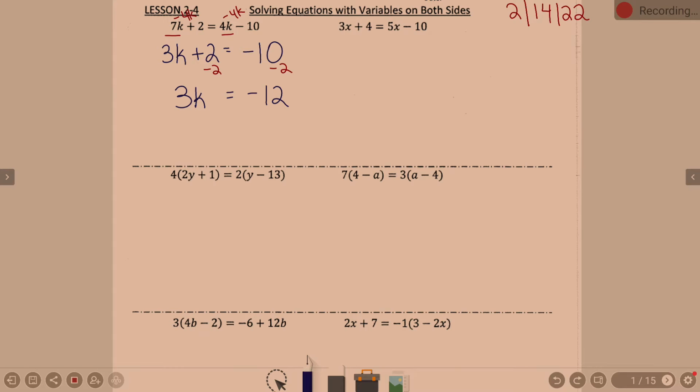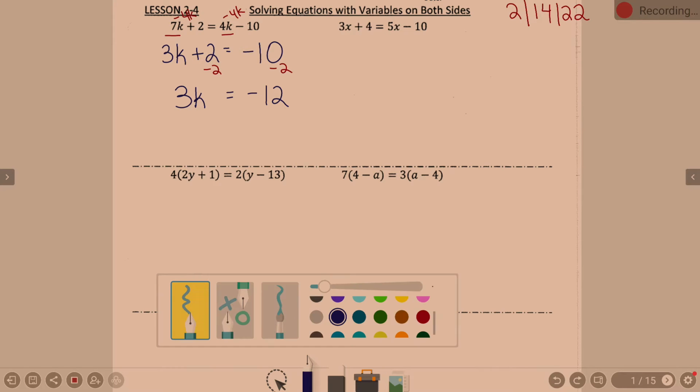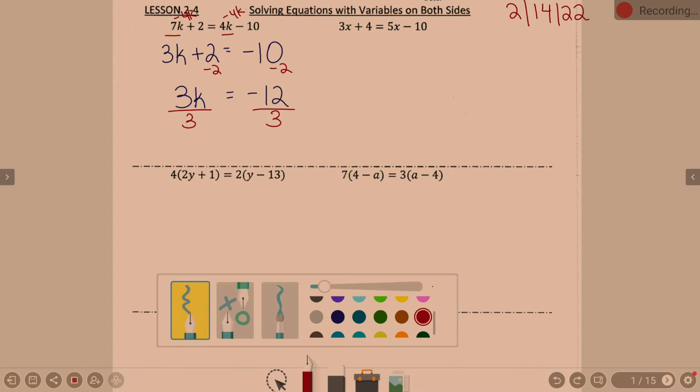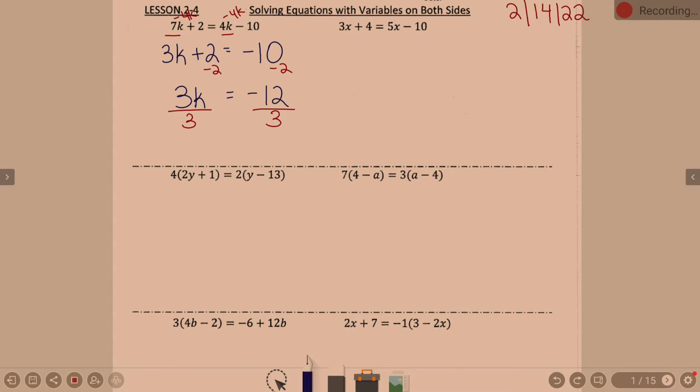Can I get the k by itself? You have to divide by 3. Since it's 3 times k, we're going to divide by 3. If we divide the left by 3, I divide the right by 3. 3k divided by 3, well, the 3's cancel, and I just have k. Negative 12 divided by 3.